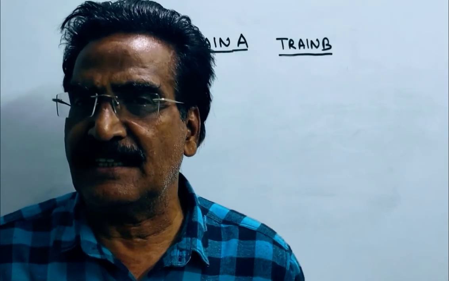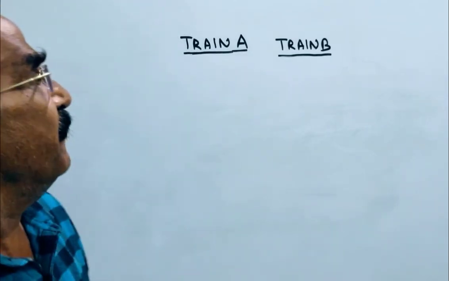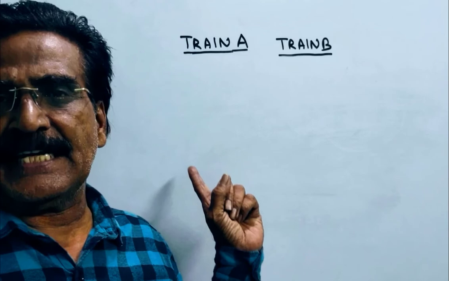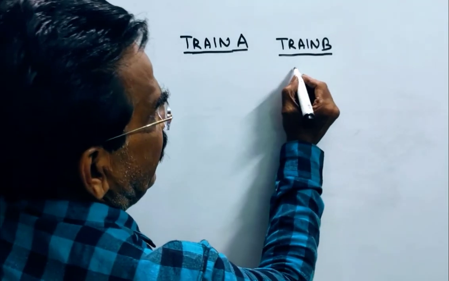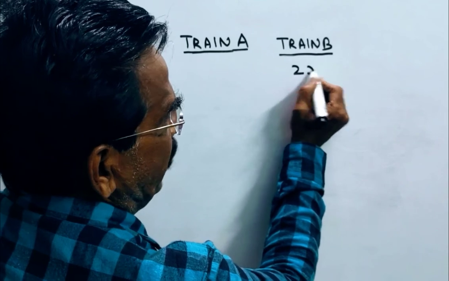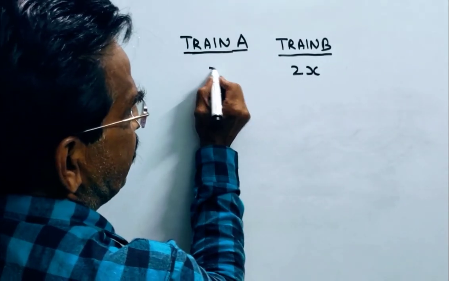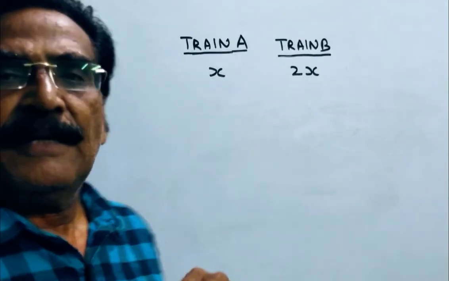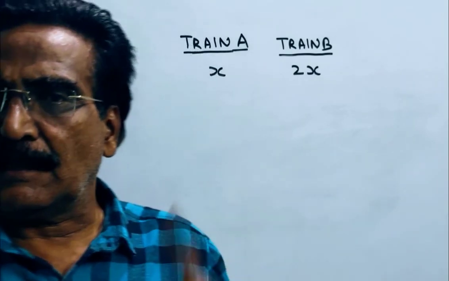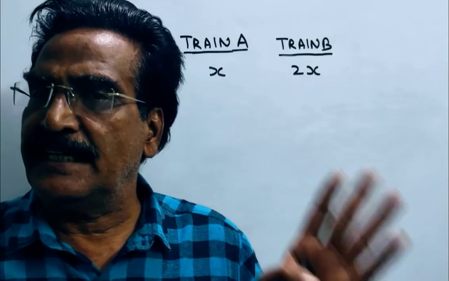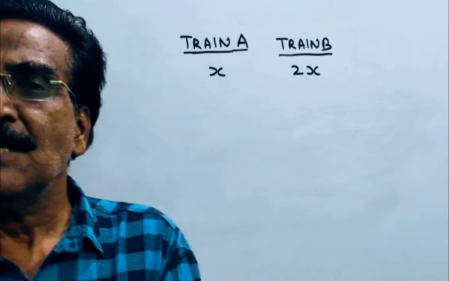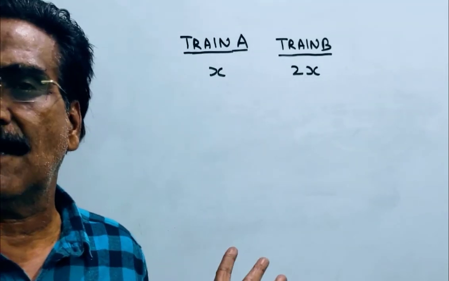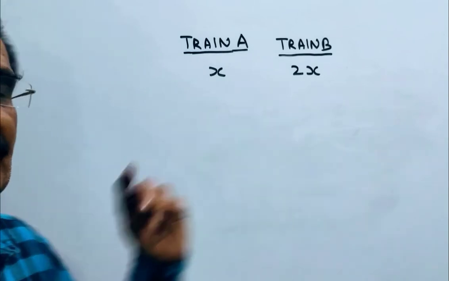Friends, the problem is given in the description box. See friends, the length of train A is half of the length of train B. That implies if the length of train B is 2x, then the length of train A is x. These two trains cross two platforms of 100 meters each in 5 seconds and 6 seconds. So now let us find the speeds of train A and train B.